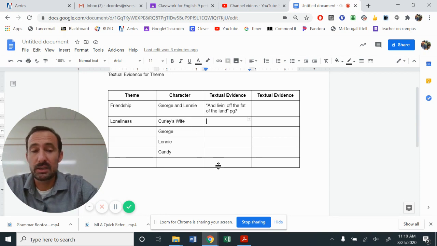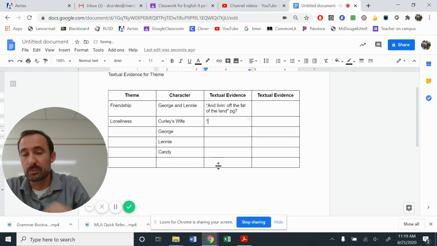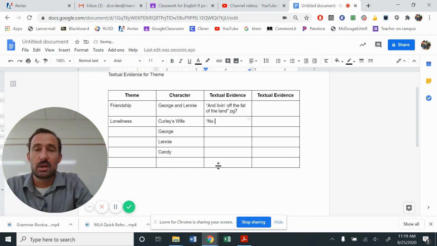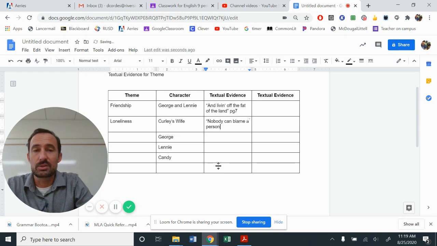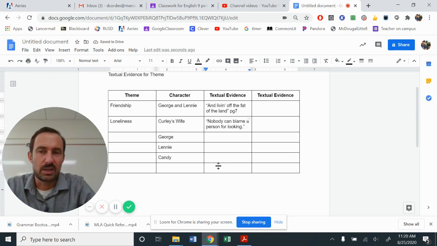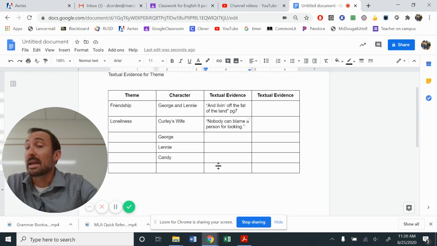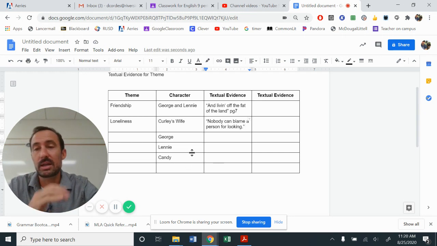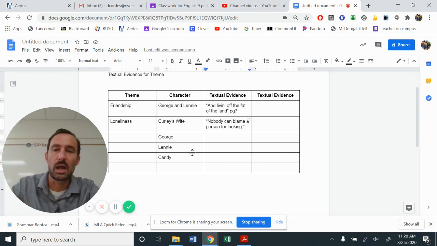Curly's wife, she's lonely. I'm going to put the part down from chapter 2 where she says, nobody can blame a person for looking. Okay. Which kind of means like it does sound flirty, but in reality, she's just kind of looking for attention. Like, oh, I thought he was here. I guess I should look someplace else, right? She's kind of stalling so that she has more time.